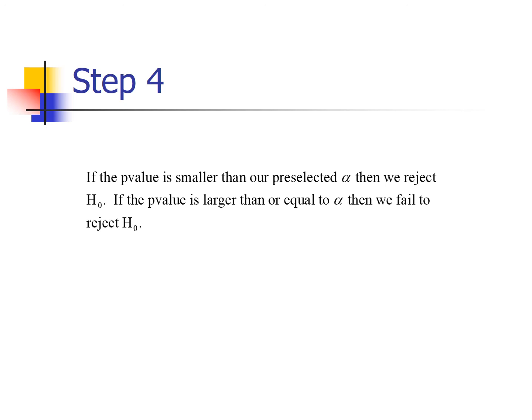How small does it have to be? Well, in this case, we're basically saying it needs to be smaller than our pre-selected alpha. If it's not, well, then it's not small enough. Anytime the p-value is larger than or equal to alpha, then there's not enough evidence to reject it, so, right, the only other possibility is we fail to reject the null hypothesis.